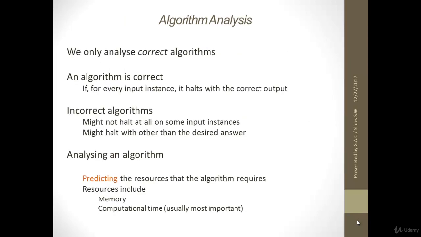Algorithm analysis: the first point is we only analyze correct algorithms. If the algorithm is wrong, there is no point talking about the efficiency. An algorithm is correct if for every input instance it halts with the correct output. Incorrect algorithms might not halt at all on some input instances. So we don't consider incorrect algorithms. Analyzing an algorithm means predicting the resources that the algorithm requires. Resources include things such as memory and computational time.